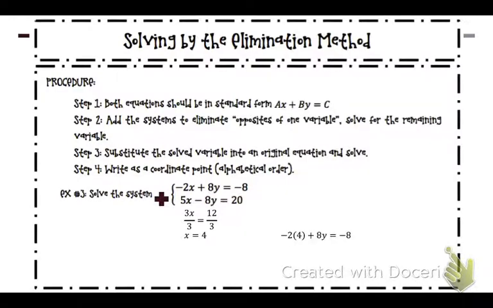So I have negative 2 times 4 plus 8y equals negative 8. That's negative 8 plus 8y equals negative 8. Add the 8 over, you get 8y equals 0. Divide by 8, so y equals 0. Then you just write your answer as an ordered pair. That's going to be 4, 0. And that's your final answer there.